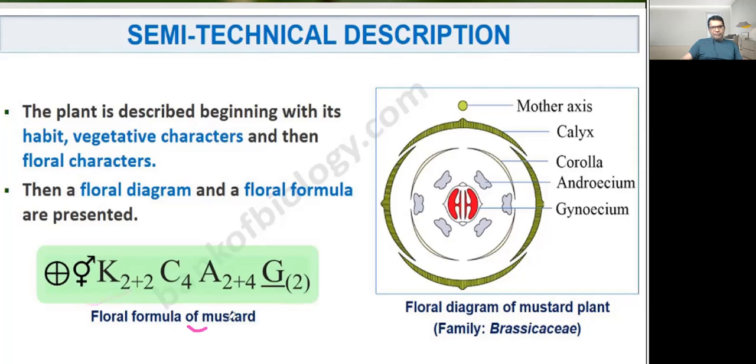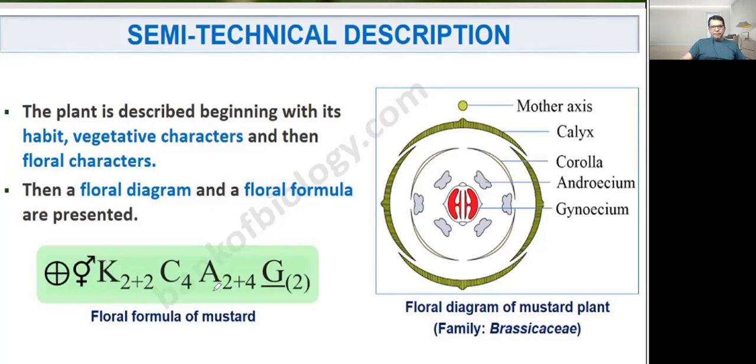On the basis of the floral formula, we can write the floral diagram of the same plant. First of all, we write the mother axis at the top, since the ovary is superior. Then there is the calyx. It is bisexual, so androecium and gynoecium are in the same flower. The calyx has 4 sepals present in two groups, 2 outside and 2 inside. Then the corolla, therefore 1, 2, 3, and 4. This is the corolla.